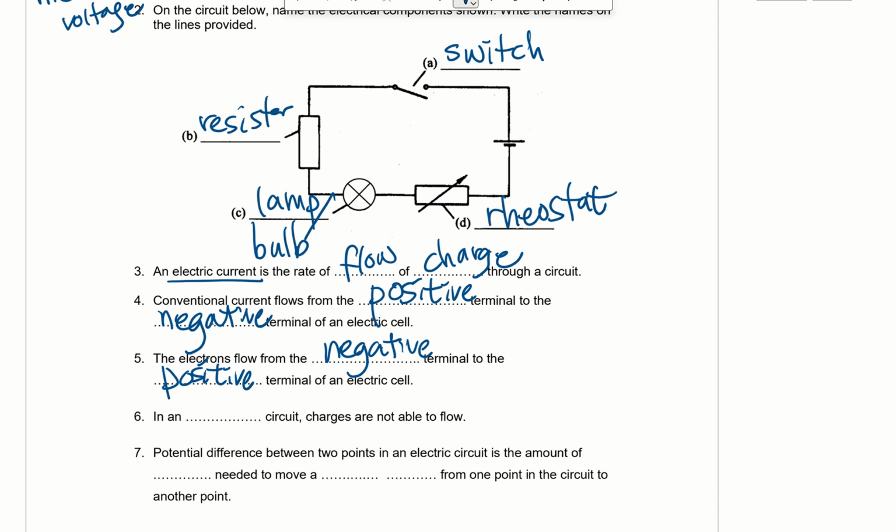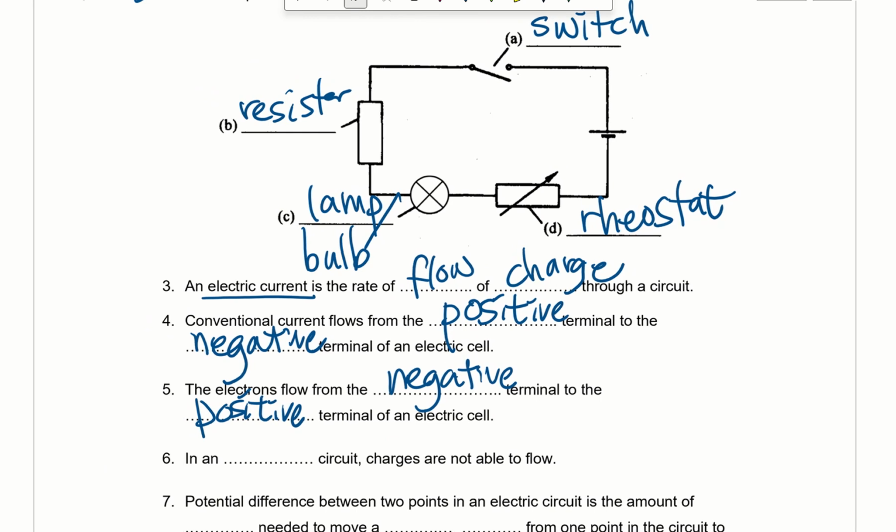Now, where is the positive terminal of the battery? Remember subway? Subway long is positive, and current comes out from the positive terminal. So as we are going through this, please annotate. Don't just look at the answers.